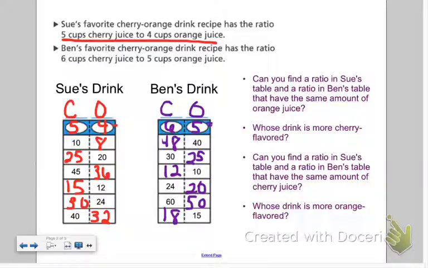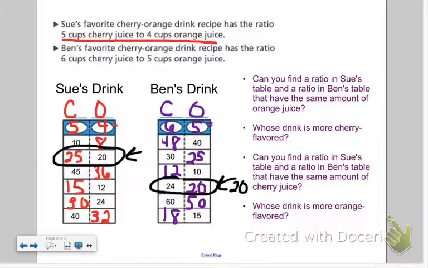So let's see, looking at orange juice, oh, I see this one here. Do you see how we have 20 cups of orange juice, and over here, same thing, we have another 20 cups of orange juice? So at this point, in Sue's drink, she has 20 cups of orange juice and 25 cups of cherry, whereas with Ben's drink, when he has 20 cups of orange juice, he's only using 24 cups of cherry.